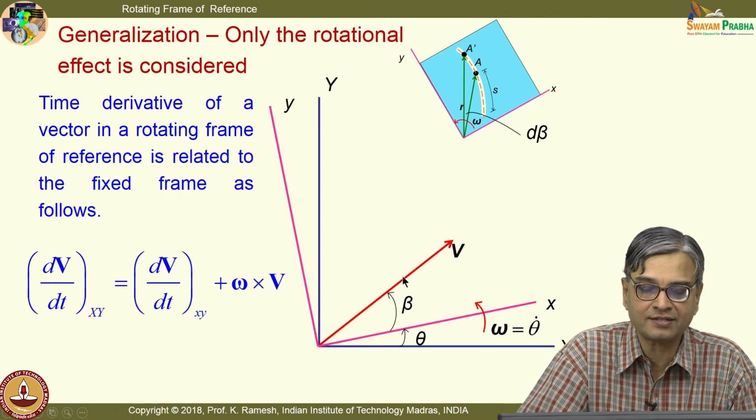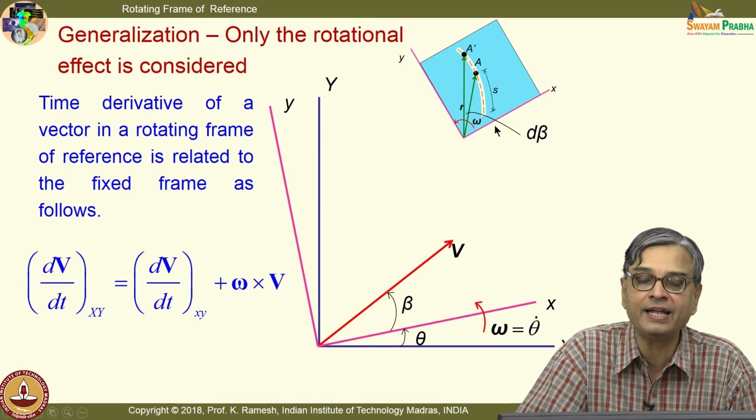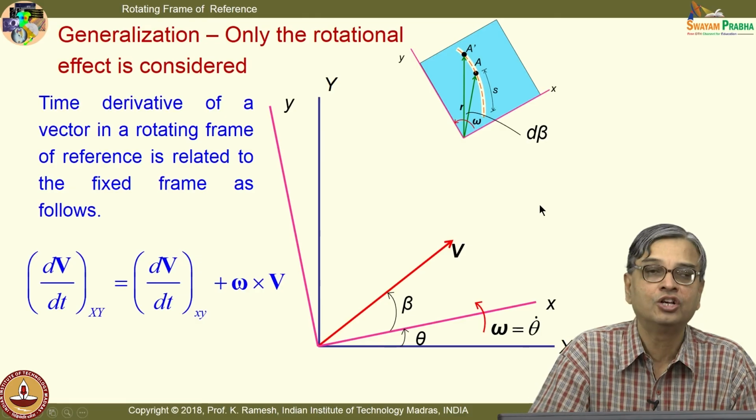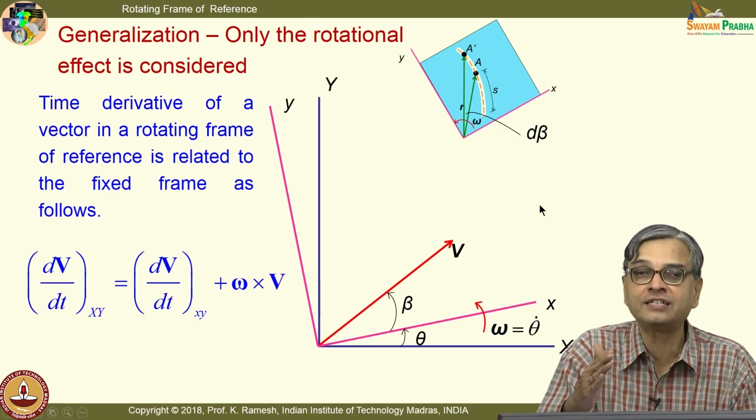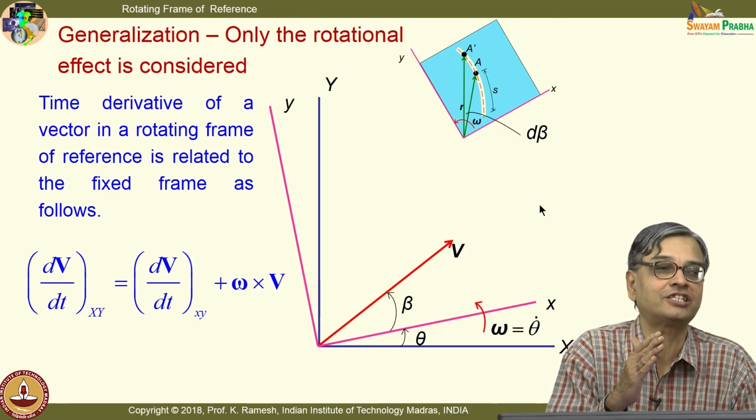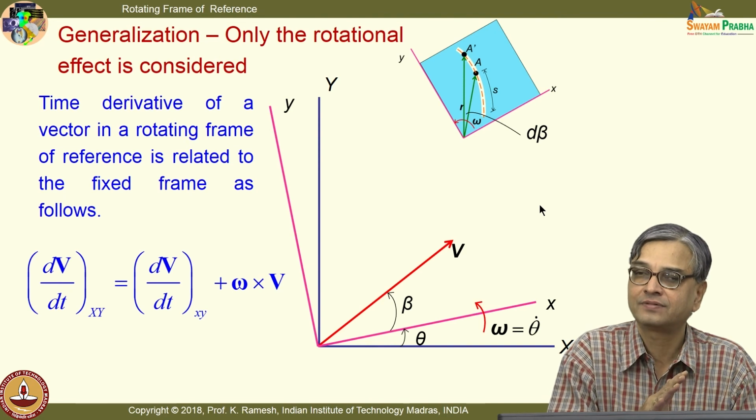So, I have this with respect to the rotating frame of reference. Suppose this is at an angle beta, and in a small interval of time, this has moved by a distance d beta, and the point has moved from A to A prime. I have given a kinematical representation for this. So, the vector magnitude changes as well as direction changes. Is the idea clear? Fine.